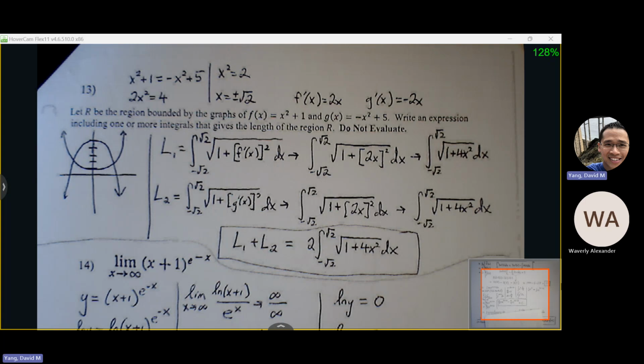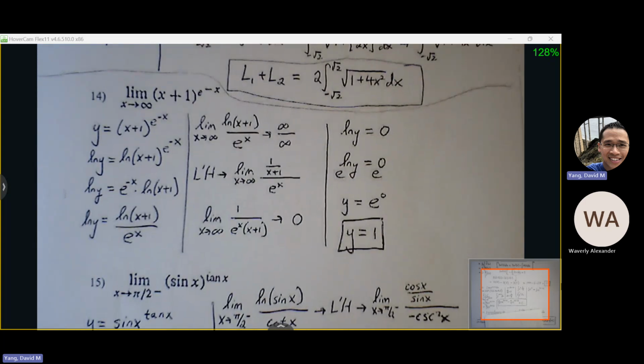For 14, can you just explain the general steps of how you would go through this problem? Yeah, you know that you're eventually trying to get to L'Hopital's rule, but we have a variable raised to a variable, so it's not quite in the form that we would like. So we take the natural log of both sides so that we bring that exponent down. We use log differentiation.